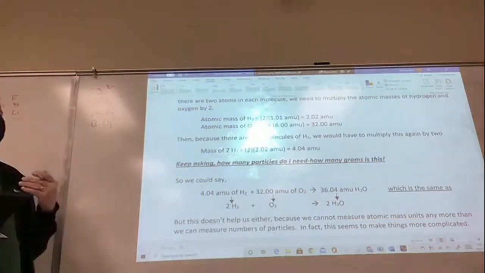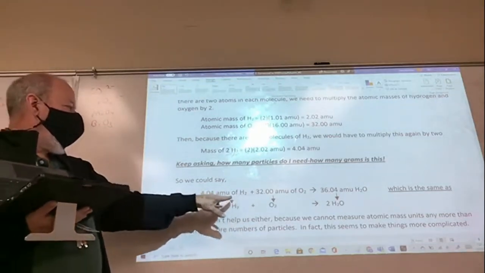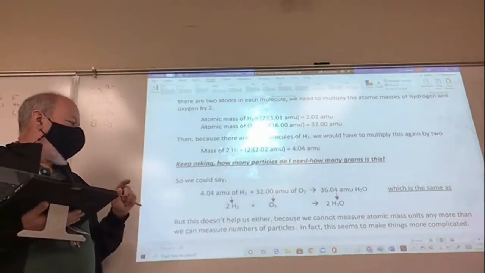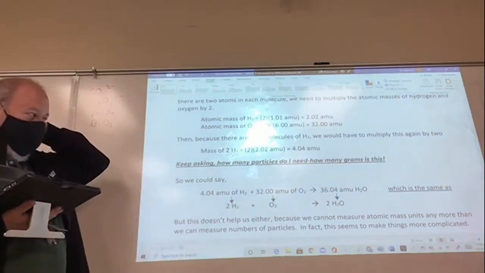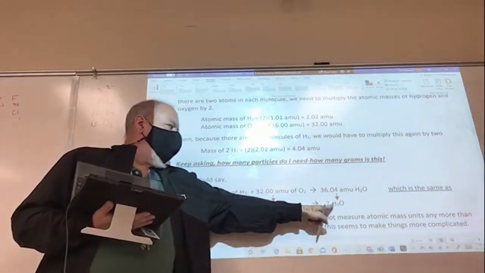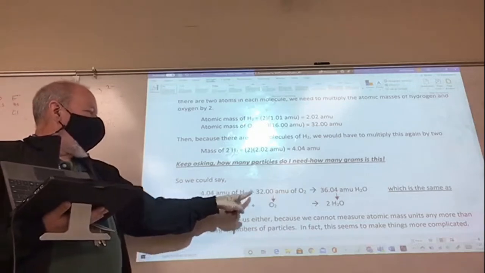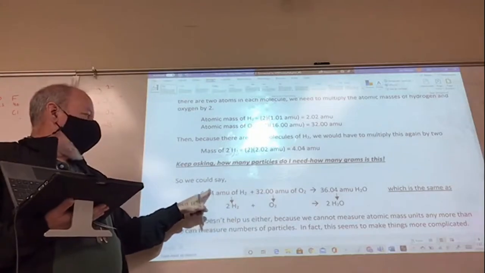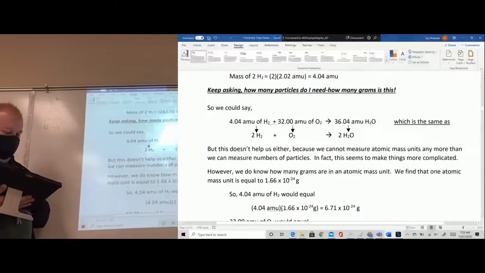Now that's not the same thing as grams, right? This doesn't help us because we can't measure atomic mass units any more than we can measure numbers of particles. Nevertheless, this puts us on a path to understanding how this is going to work. I need two particles of this and one particle of this and two particles of this. And that's the same thing as saying this many atomic mass units. Okay? And I got that information from the periodic table. But it does seem to make things a little more complicated.